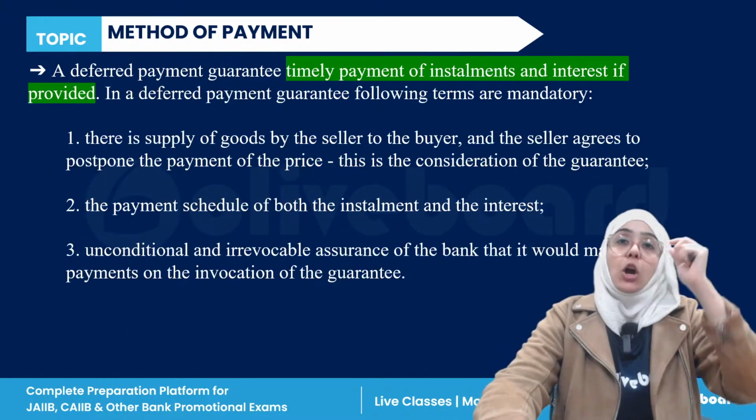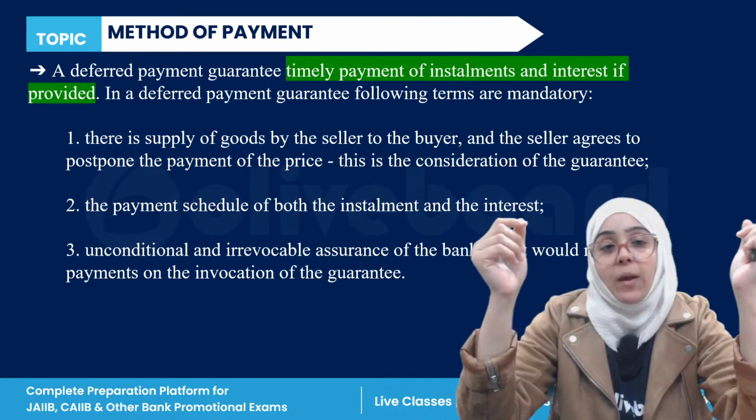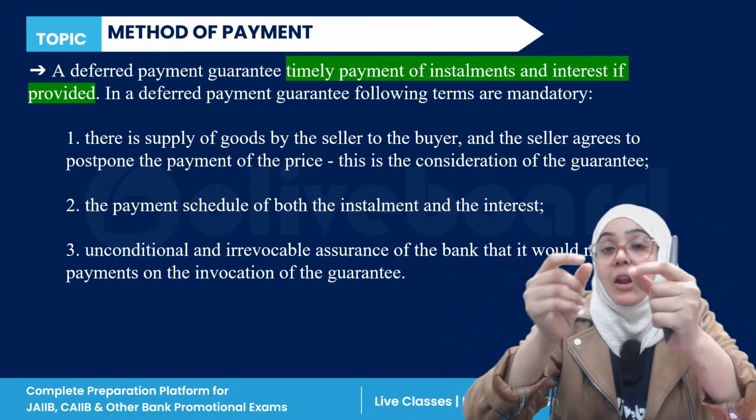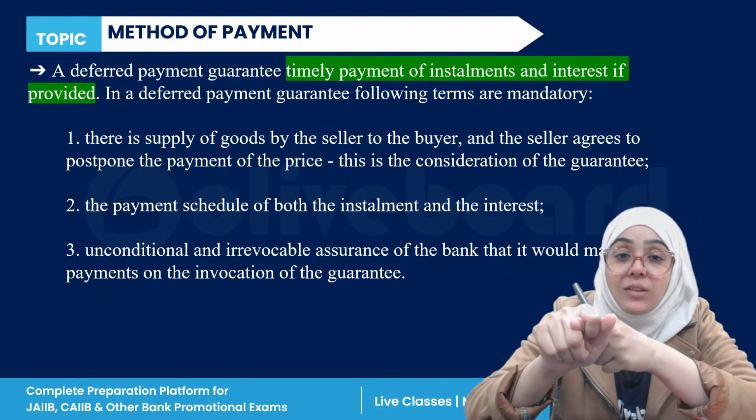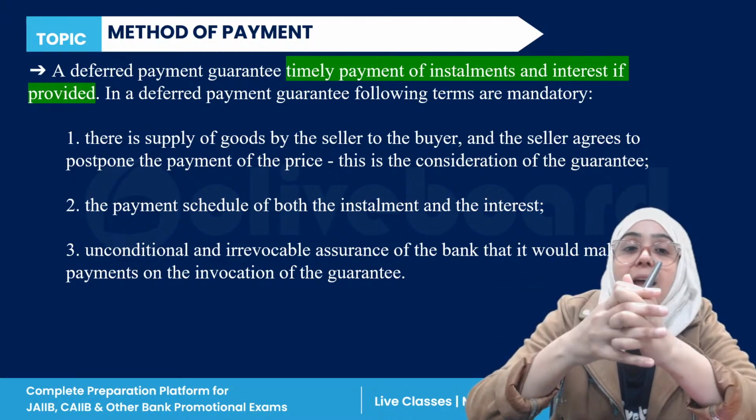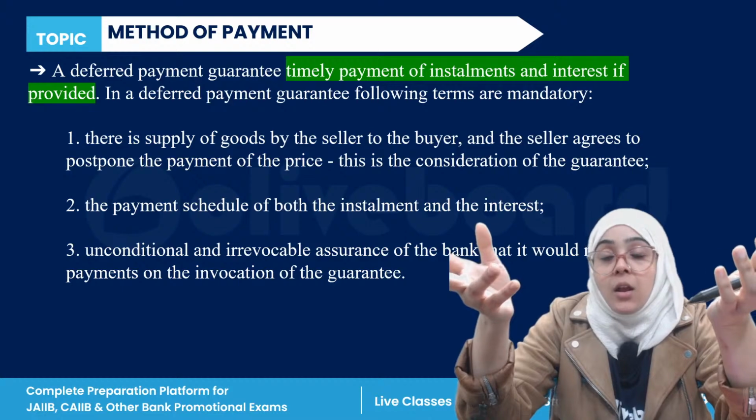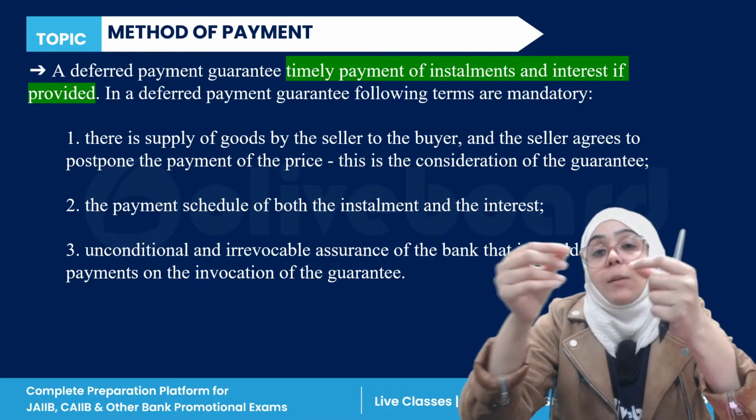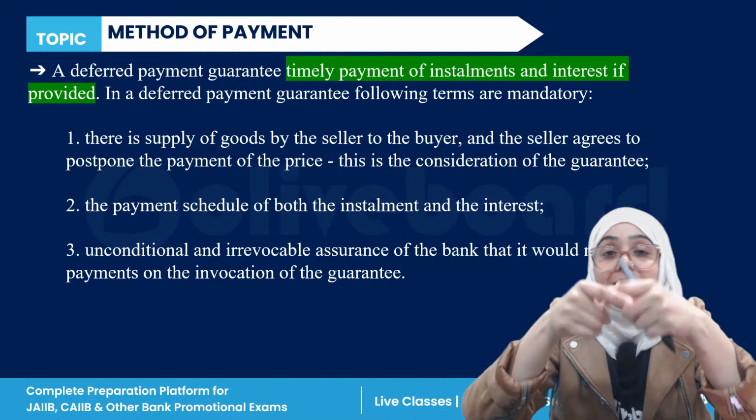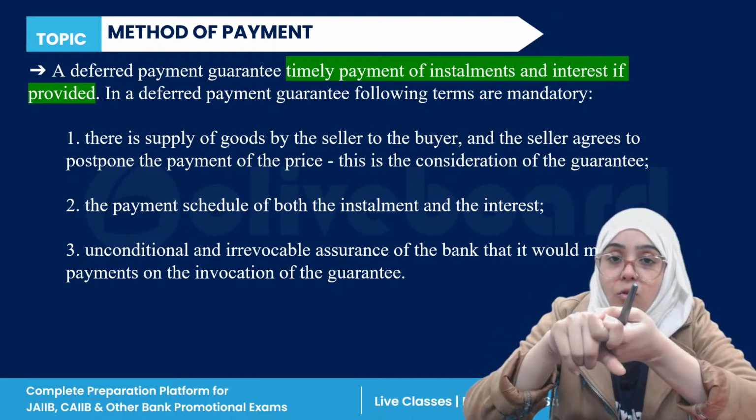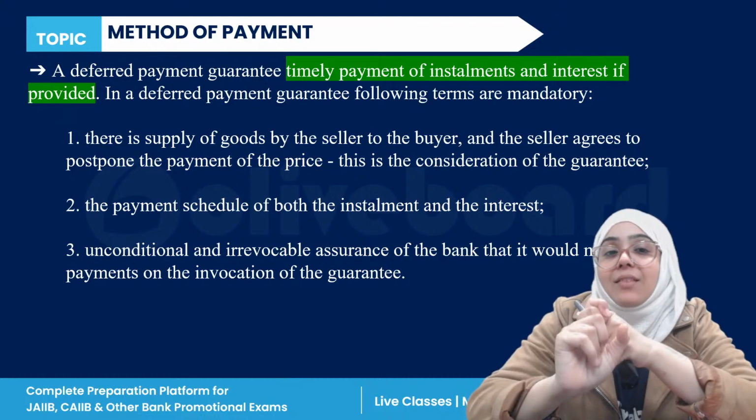Now next, let's talk about the method of payment. First of all, a deferred payment guarantee assures timely payment of the installments and interest, if any. It means the guarantor is responsible not only for the principal amount but also for the interest amount. So there is a guarantee of payment for the installments as well as the interest.